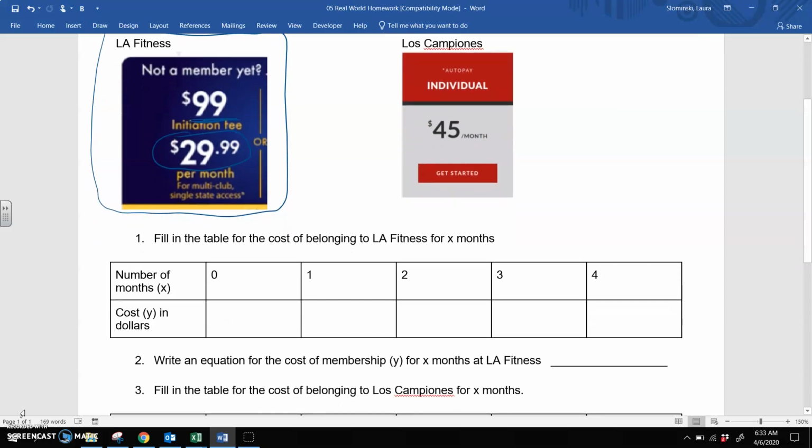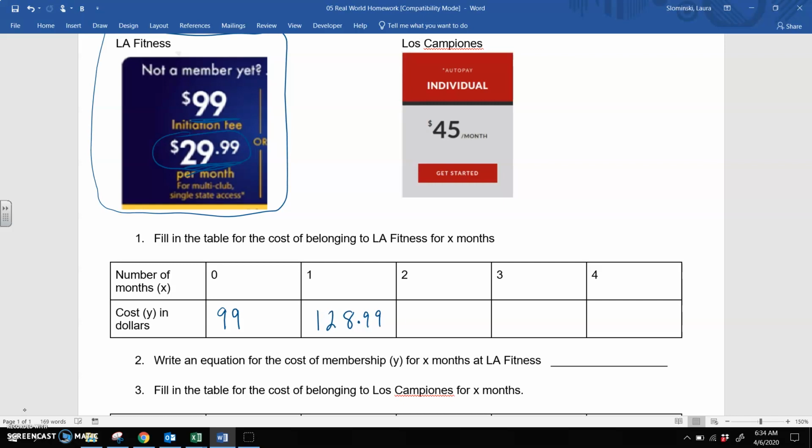Okay, so we can use that information to fill in the table, which means after 0 months, I'd be paying that down payment of $99. After 1 month, I would have paid the $99, but now I have to add on $29.99. So 99 plus $29.99, I got $128.99. So for each additional month, I just keep adding $29.99.